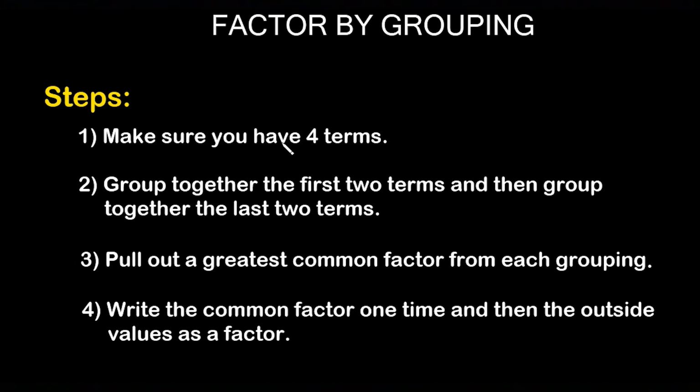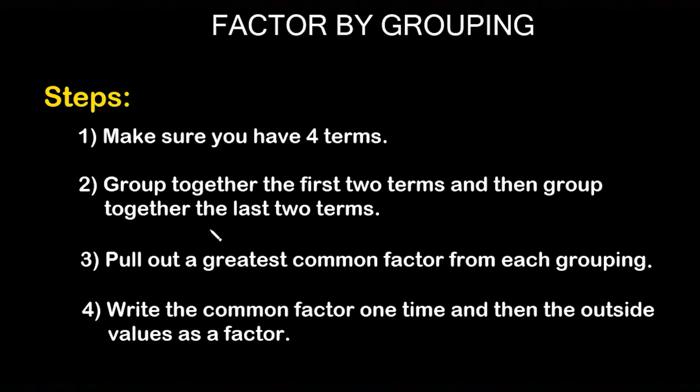In order to do factor by grouping, you have to make sure that you have 4 terms. If you do not have 4 terms, you cannot factor by grouping, okay? Step 2, group together the first 2 terms and then group together the last 2 terms. Once you identify that you have 4 terms, you want to group together the first 2 and then group together the last 2, okay?